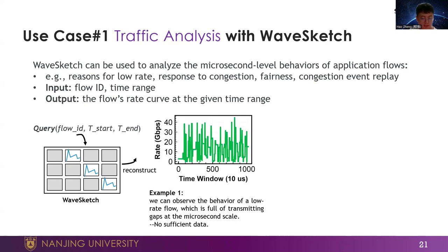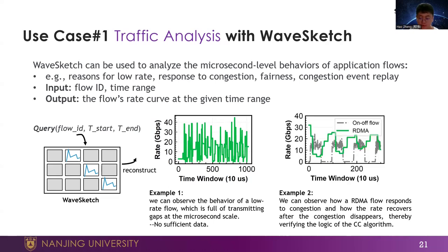For example, we can observe the behavior of a low-rate flow. In this figure, the flow is full of transmitting gaps. We can judge that the flow cannot continuously provide sufficient data to the link. This indicates that the poor performance may be caused by high-latency network stacks.